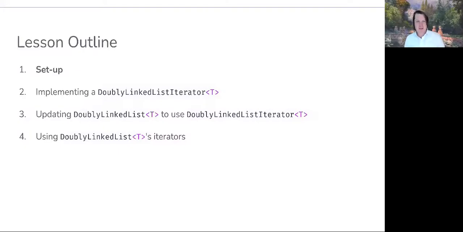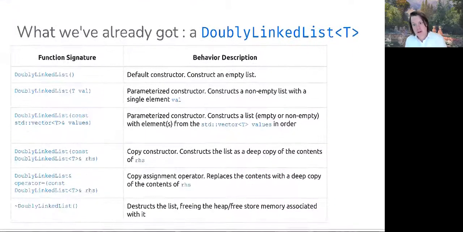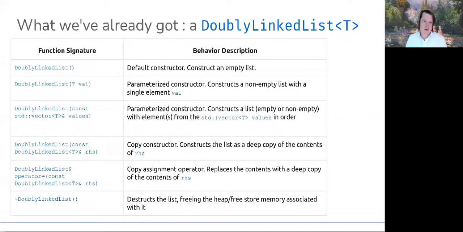Howdy and welcome back. So let's begin the setup of the type that we'll be constructing an iterator for. The doubly linked list type that we're going to go ahead and create an iterator for will be the doubly linked list that you all have implemented within the DNA splicing activity. So you may recall this list of functions and behaviors.